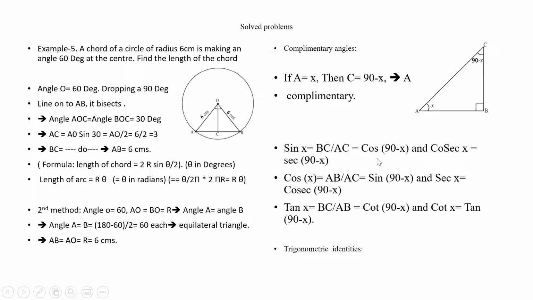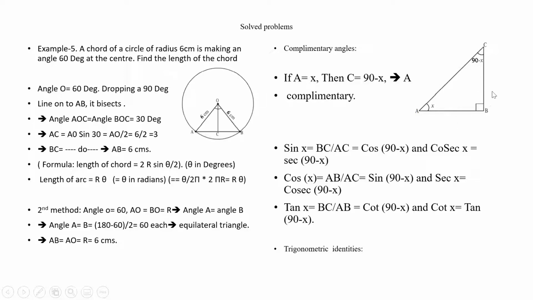So similarly, what is tan X here? Tan X is opposite by adjacent, so BC by AB. So what is cot 90 minus X? Cot 90 minus X is adjacent side by opposite side. That is also BC by AB. So tan X is equal to cot 90 minus X, or cot X is equal to tan 90 minus X. What is tan 90 minus X? Opposite side by adjacent side.